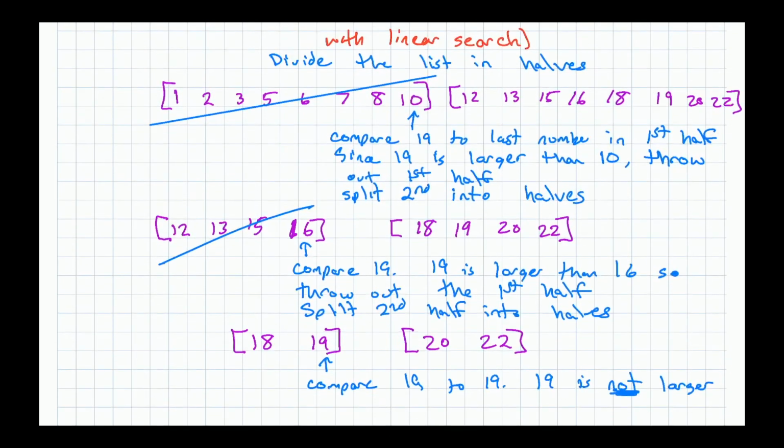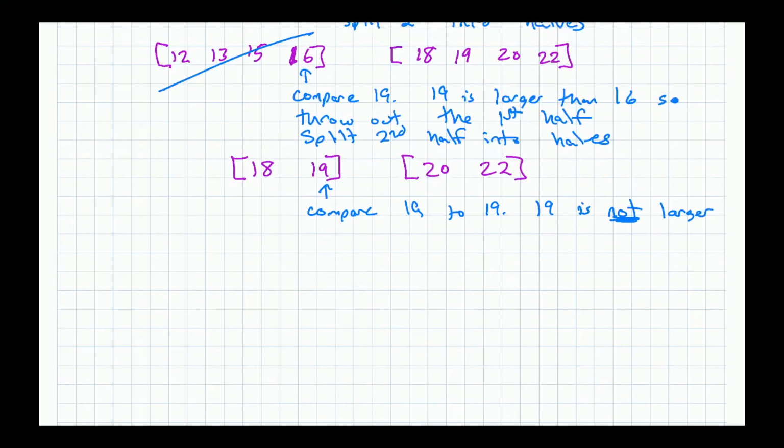In the previous two, we threw out the entire first half and we threw out the entire first half. Well, we're not going to throw out the entire first half this time because 19 is not larger. We're going to throw out the second half. Throw that out. Okay. So then what do you do after you throw that out? Well, then what you do is you split the remaining halves into half again.